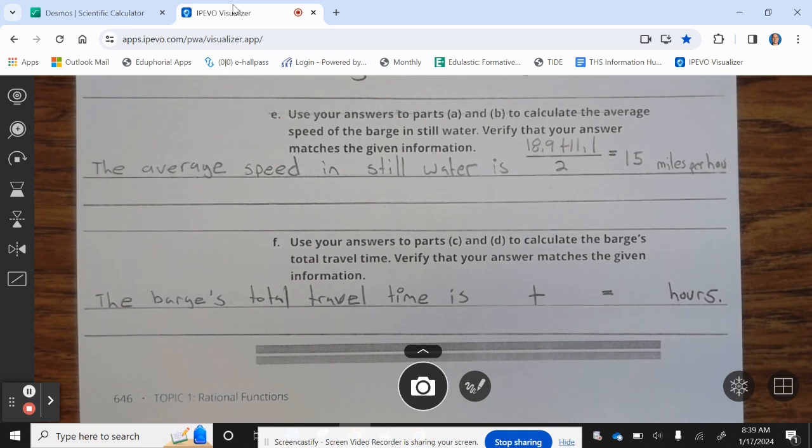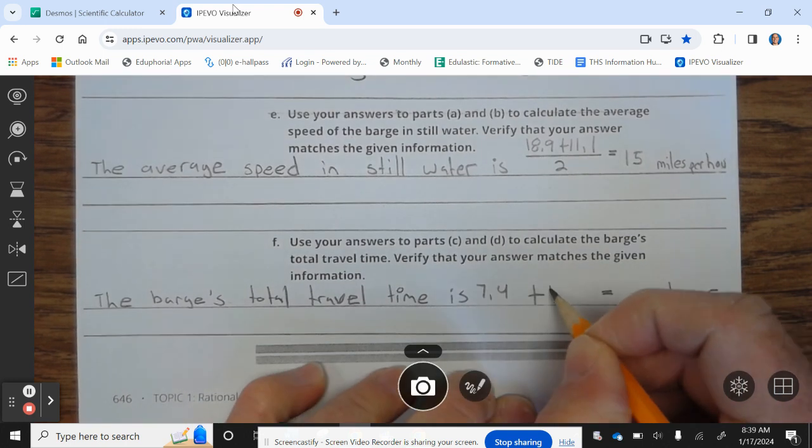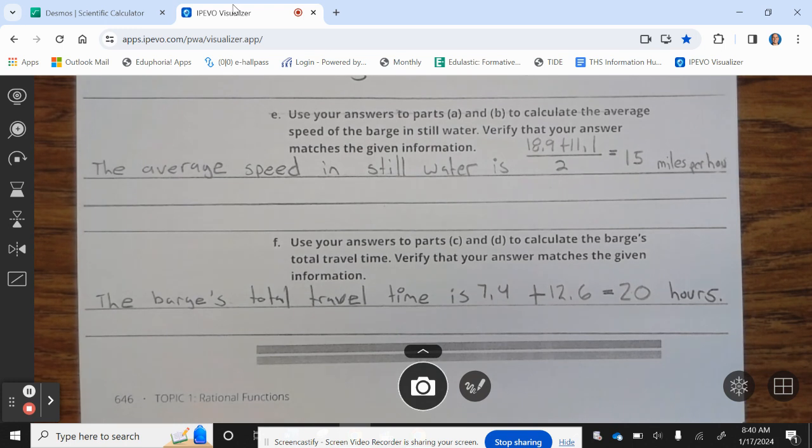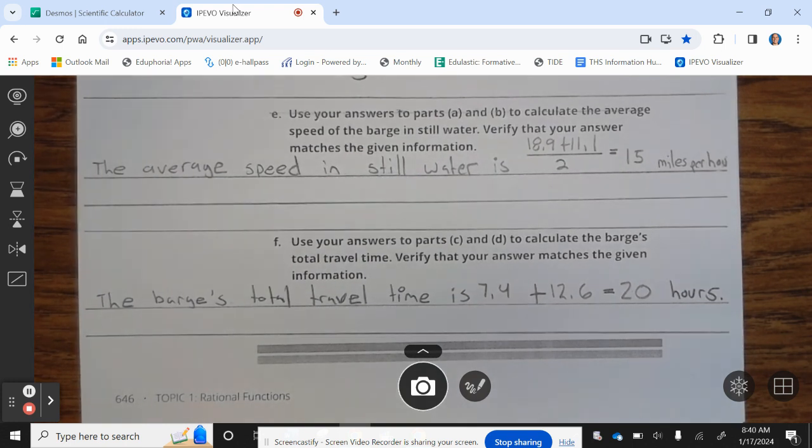The barge's total travel time is 7.4 plus 12.6 equals 20 hours. All right, go ahead and finish that up. Let's take a look at the next page.